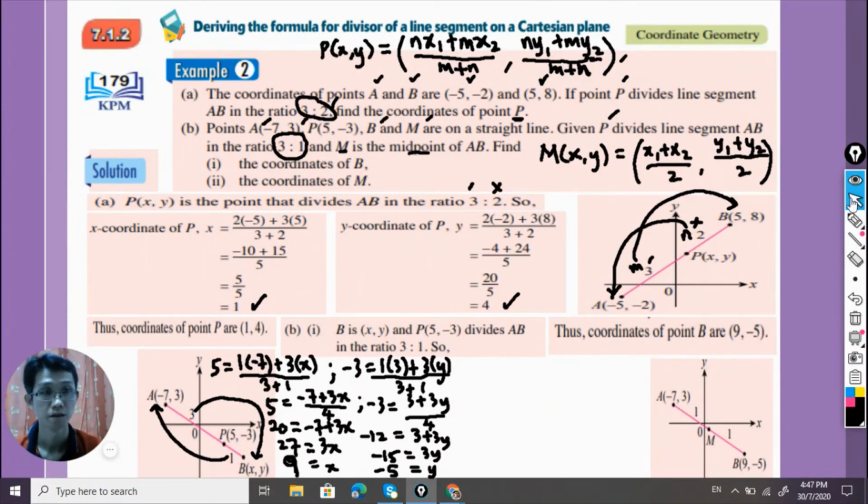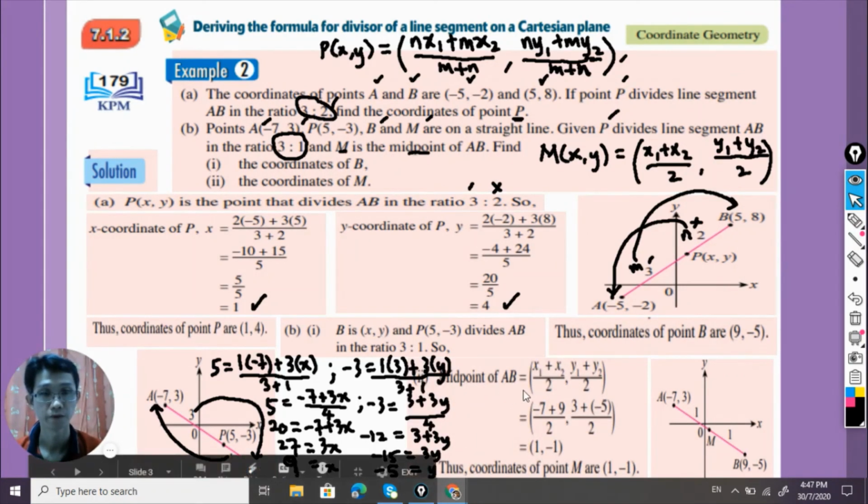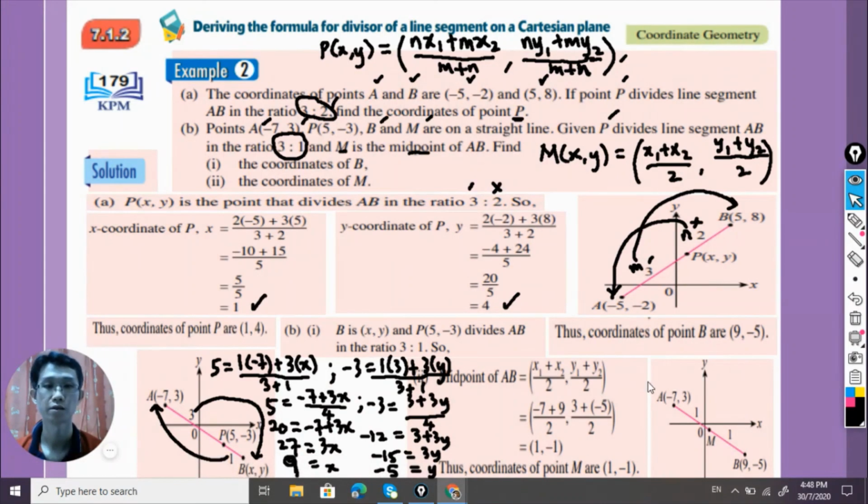By using this midpoint formula, with the help of this diagram, we should be able to write out the formula that involves the midpoint of AB with the two endpoints A and B. So x1 is -7, x2 is 9, so -7 plus 9 over 2, and y1 is 3 plus y2, which is -5, over 2. In the end, we should get the midpoint of AB, which is 1, -1. Okay, so that's how you get the coordinates of point M.